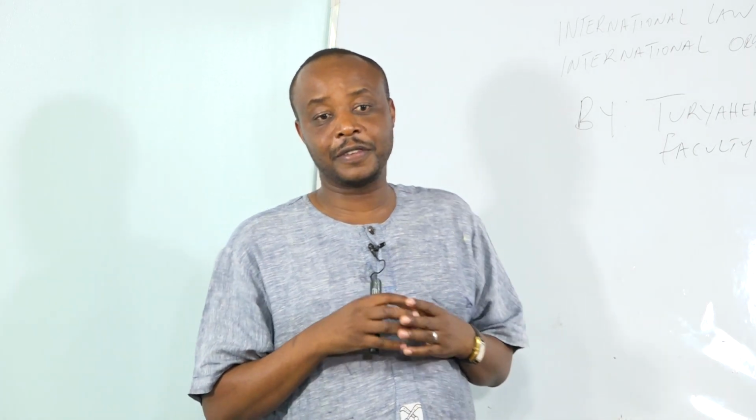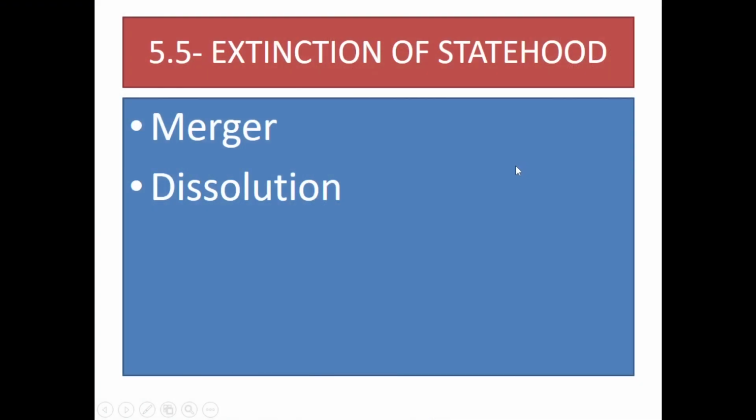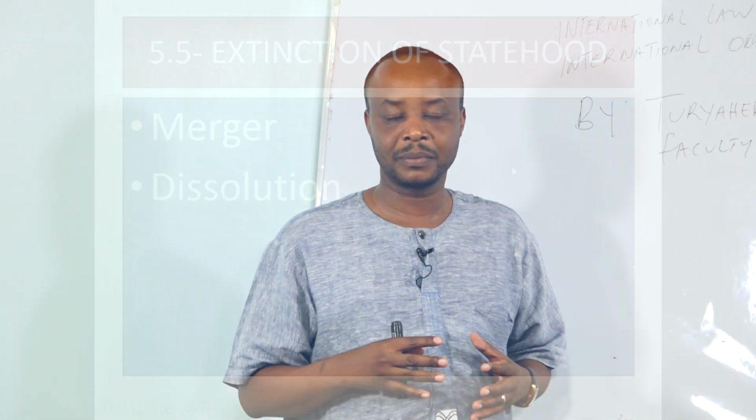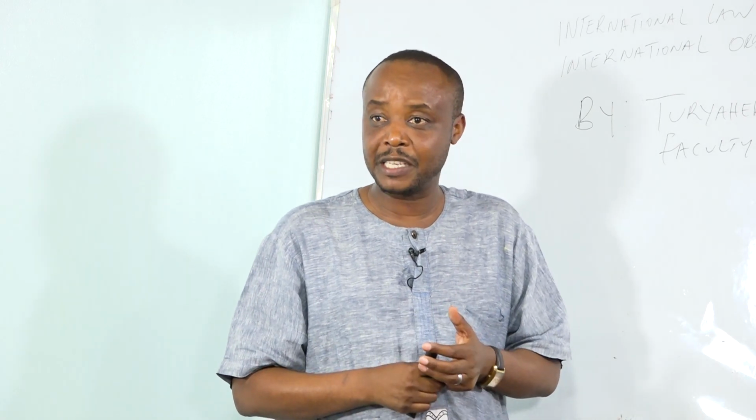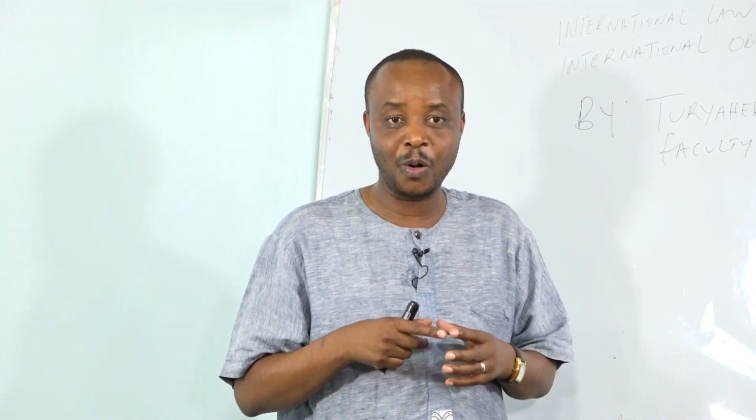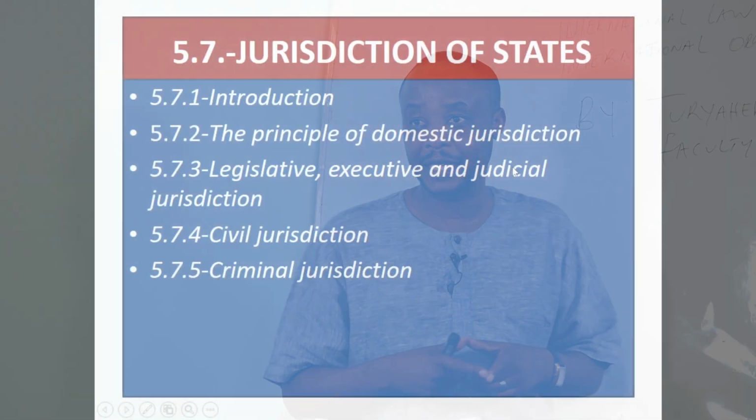Then we shall also have a chapter called extinction of a state. If a state is already a state, can it disappear from the world map? The answer is yes, it can happen if states merge together or if one state is dissolved. That's when extinction of a state can happen.